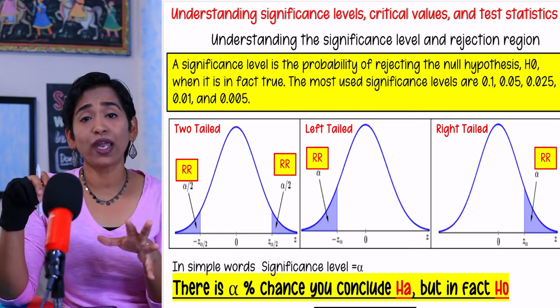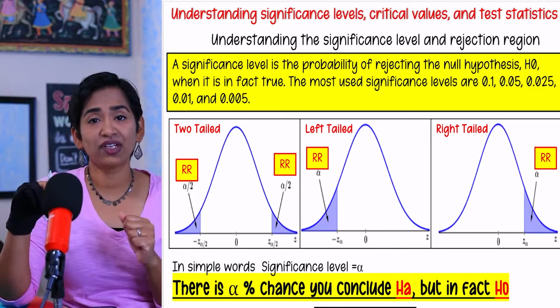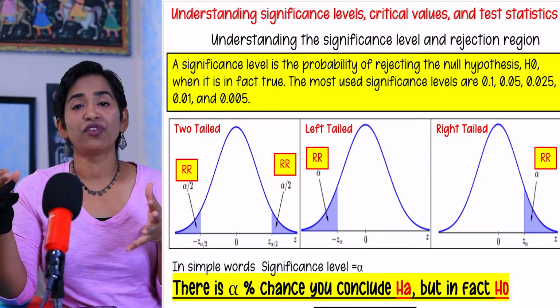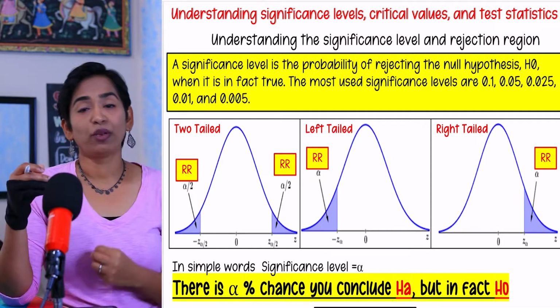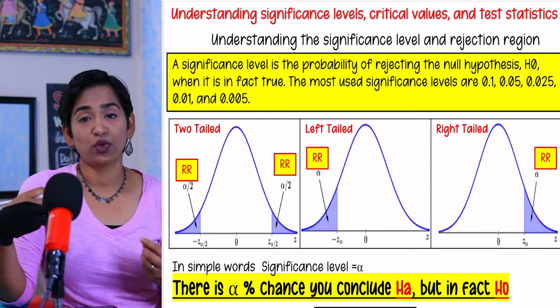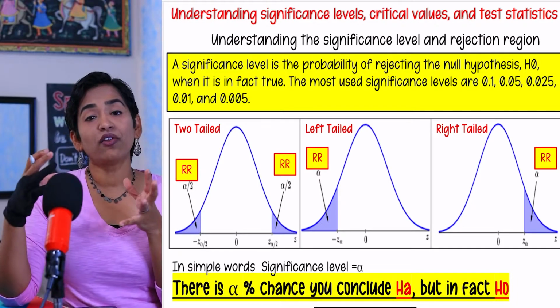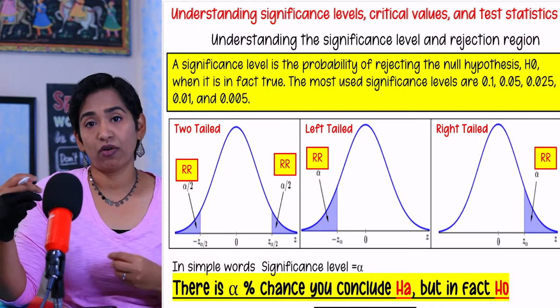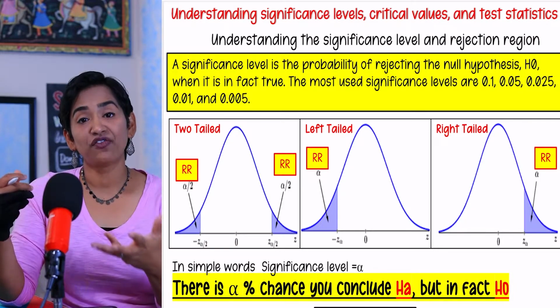This is a good segue into what a significance level is. Remember your confidence interval. If you're 95% confident, there's a 5% chance you will make an error. If you're 99% confident, there's a 1% chance you will make an error. That 5% or 1% is called type 1 error, and that is your significance level.